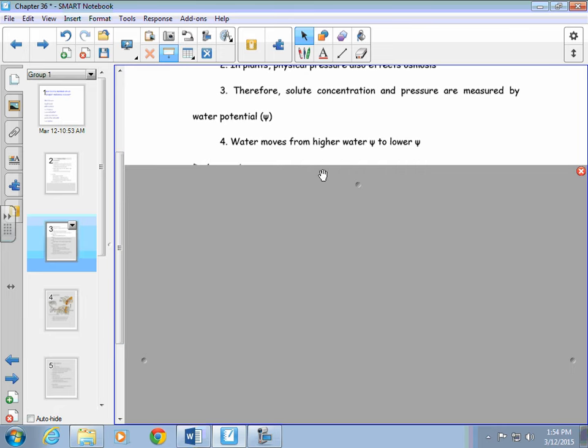Think of it like this. If it has a high water potential, it means it has a lot of water. That's the high concentration. It's going to move to an area where there is a lower water potential.